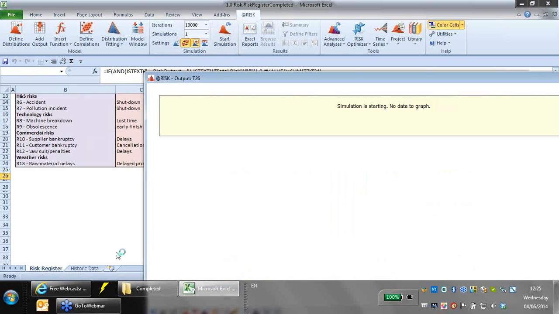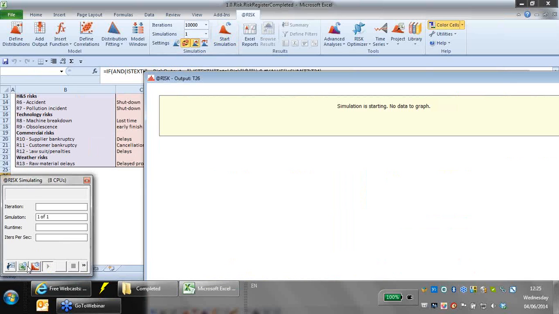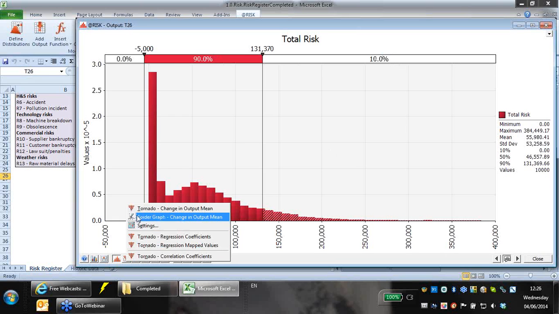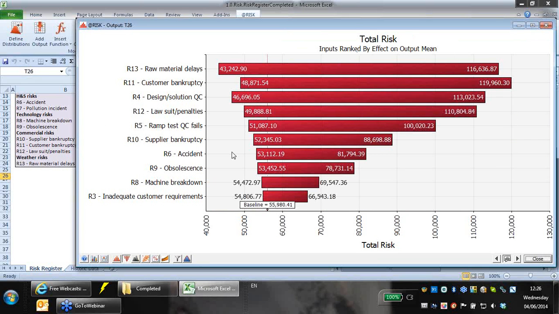So if I run a simulation, wait for it to start. Here we've got a probabilistic risk register instead of a deterministic one. So now we can say what's our P90 risk? Our P90 risk for this particular venture is $131 million. What are the key risks? The key risk is raw material delays, followed by customer bankruptcy, followed by design solution QC, and so on.